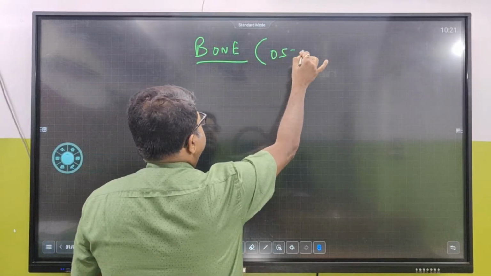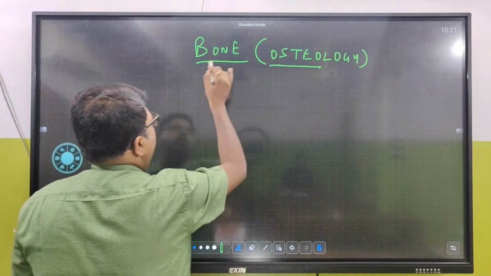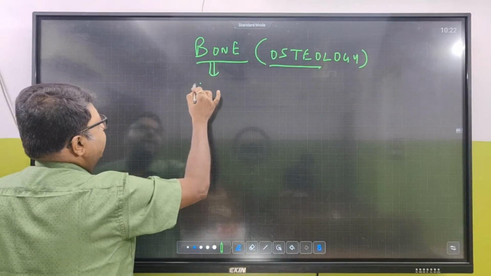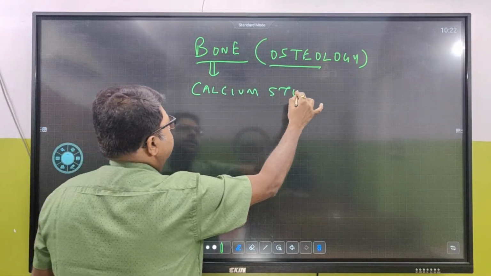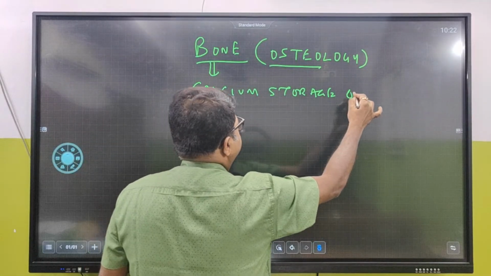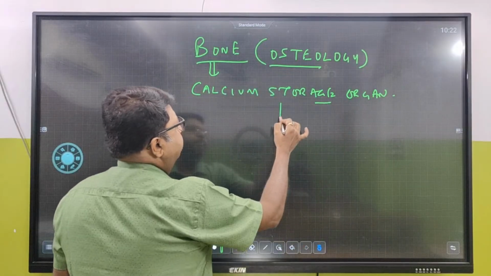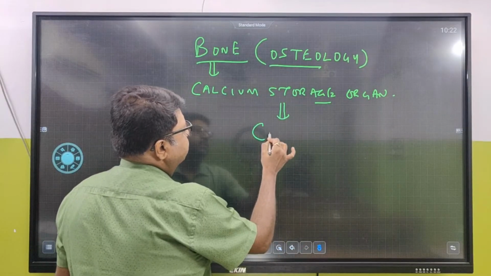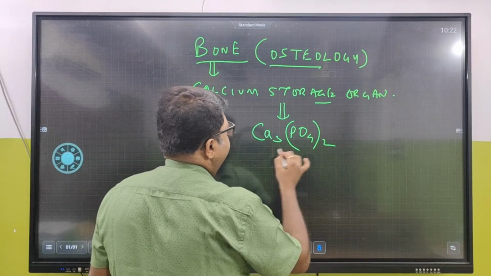Achha, the study of bone is osteology. All of you know that. Osteology. Now, bone is called the calcium storage organ of the body. So it stores what? It stores calcium. The main content of this bone is made up of what? Calcium phosphate, Ca3PO4 whole twice.